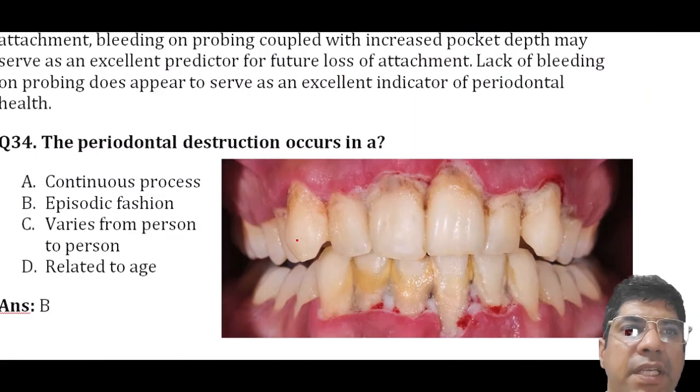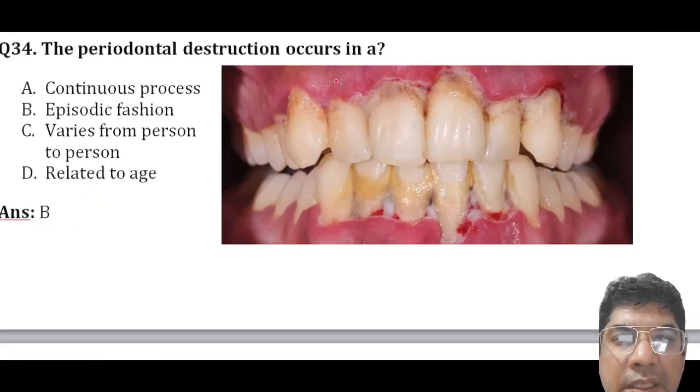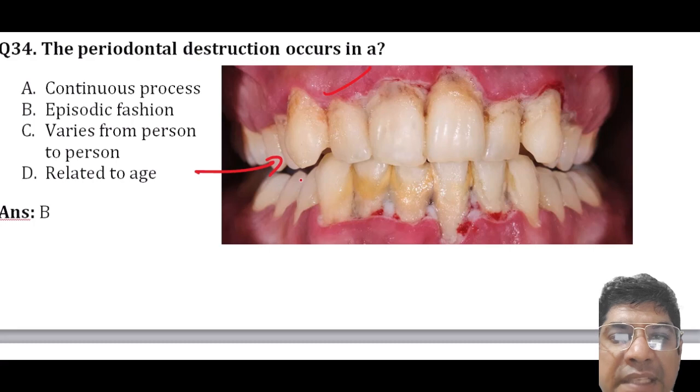The periodontal destruction occurs in an episodic fashion. So that means the process is characterized by periods of activity and inactivity, leading to intermittent episodes of tissue destruction. During the active phase, there is loss of collagen and alveolar bone that results in a deepening of the pocket. These episodes of periodontal destruction can vary in intensity and frequency from person to person. So remember, periodontal disease is not a continuous steady process, but it occurs in cycles with periods of exacerbation and remission. So that is why the answer is B.